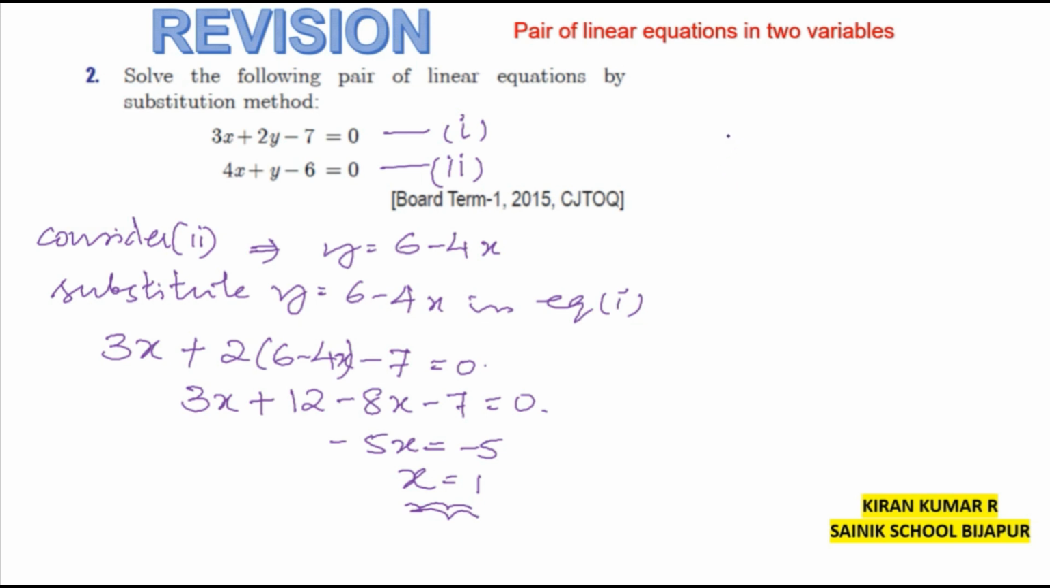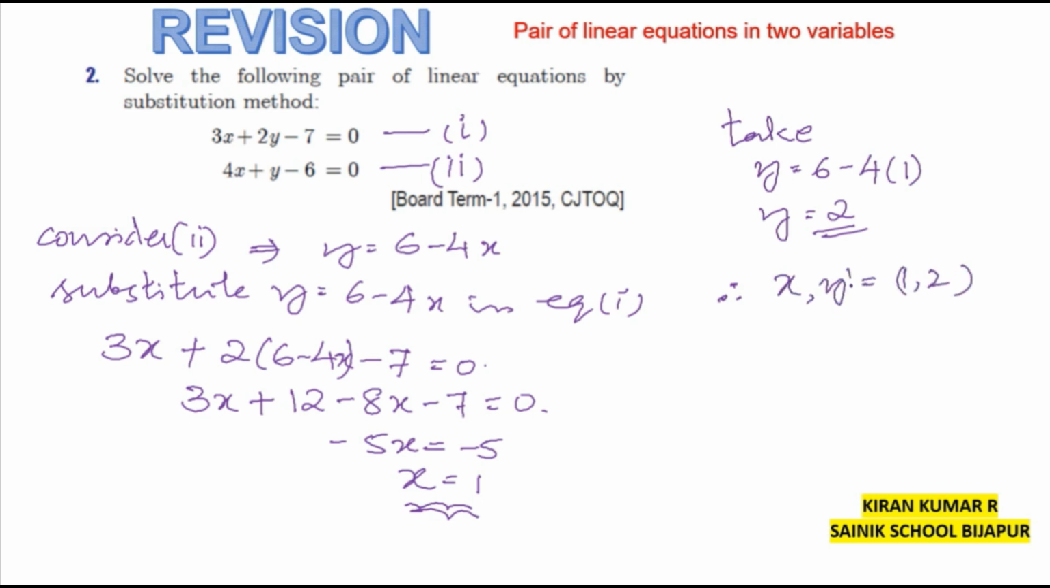Now take any one of the equations. Let me take y equal to 6 minus 4x. The x value is 1, so y will be equal to 2. Therefore, x and y values are 1, 2 respectively.